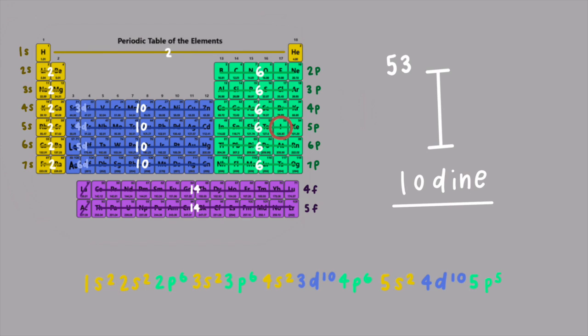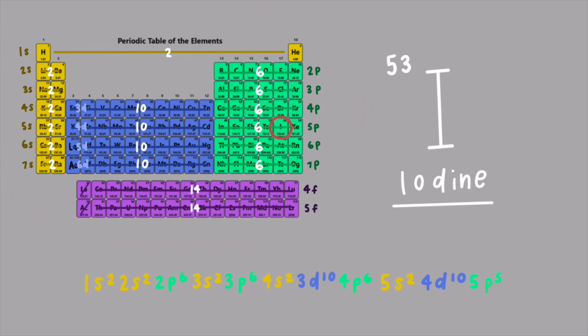At the end, the reason why I said 5p5 instead of 5p6 is because iodine only goes across to the 5th box. If I was looking for xenon's configuration, I would end with 5p6. Wherever the element stops will determine the exponent number that you read.